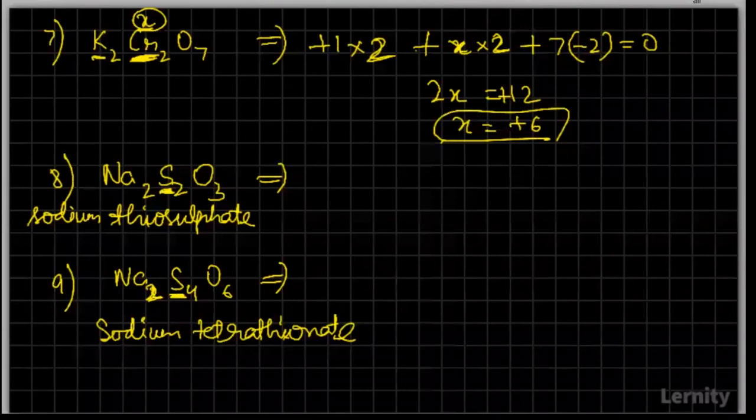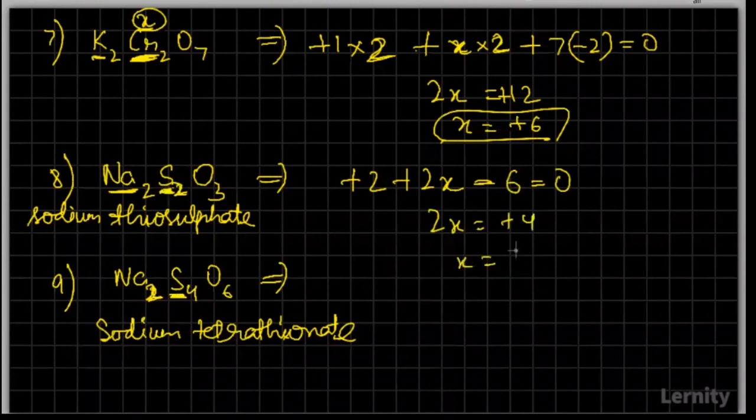Okay, now I think it's time for us to answer. In this case, sodium is fixed at +1 as the oxidation state, and +1 into 2, so I'll get +2. And here as I don't know for sulfur, I'll take it as x. We have 2 atoms of sulfur, so it will be 2x minus 2 into 3, that will be 6, which equals 0. So we'll get 2x equals +4. So our x value is +2. So in this case, sulfur has the oxidation number +2.